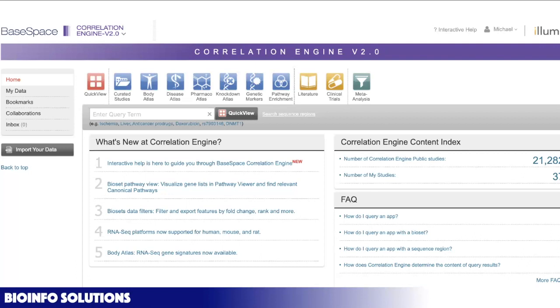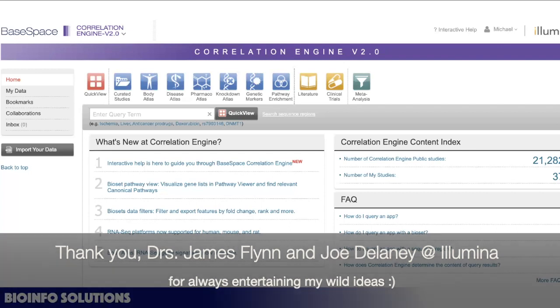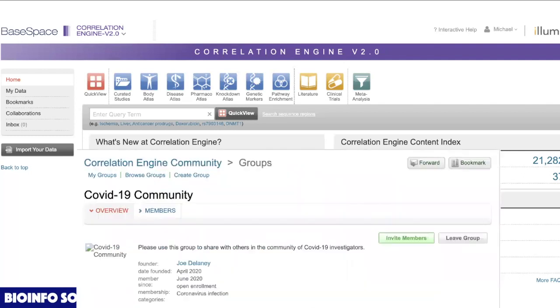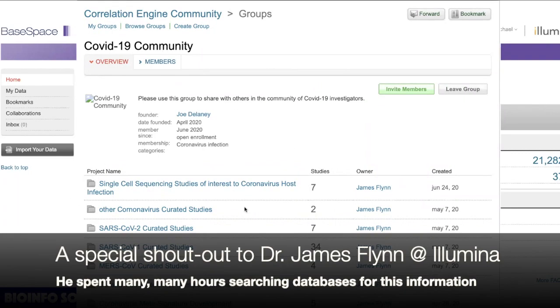So today I've used this. I'm sure you were all bored as heck during the pandemic. Maybe you weren't. I was. So I called up my friends that I work with at Illumina and said, I'm bored, why don't we see what we can do with this pandemic? Why don't we get some data and start analyzing the SARS-CoV host response data and see what we can find? They were all about it. And what we've done is create a COVID-19 community. We've combined all of this data into one place on this Correlation Engine database.